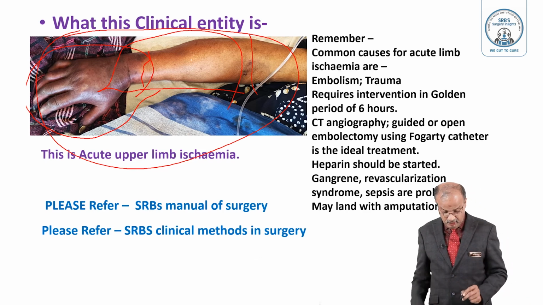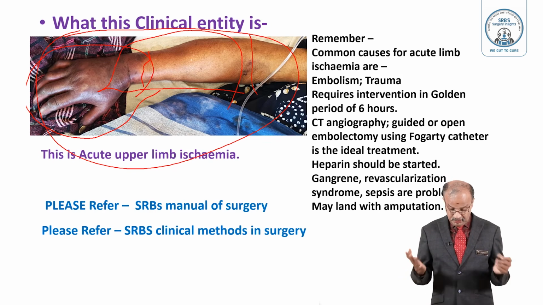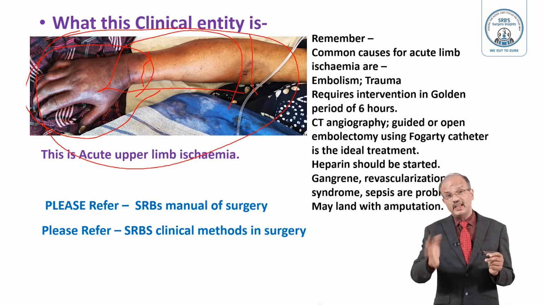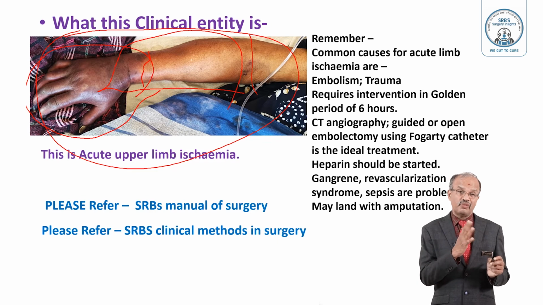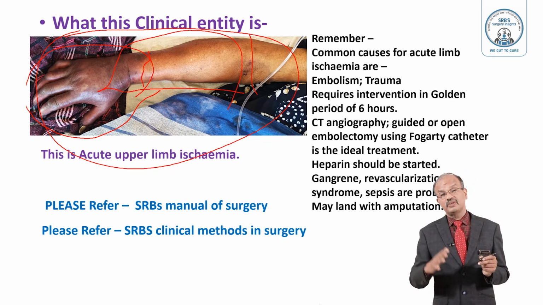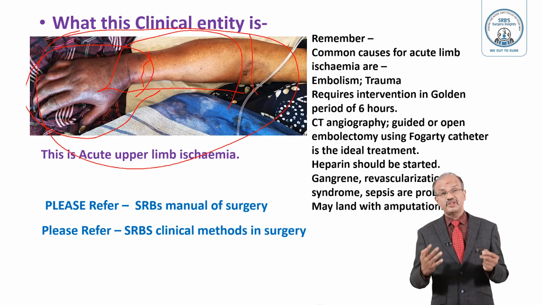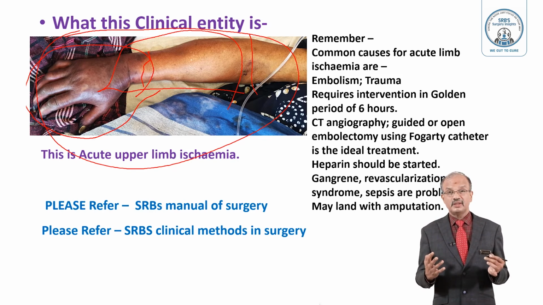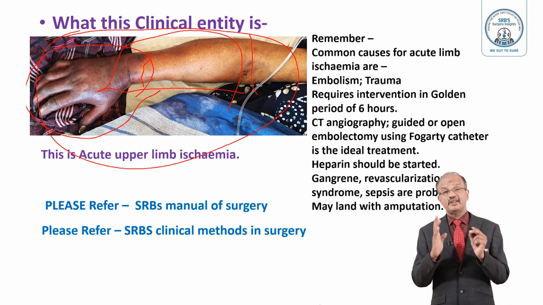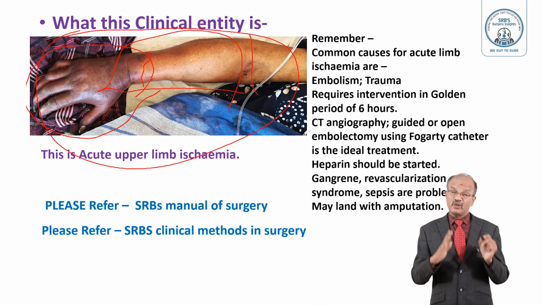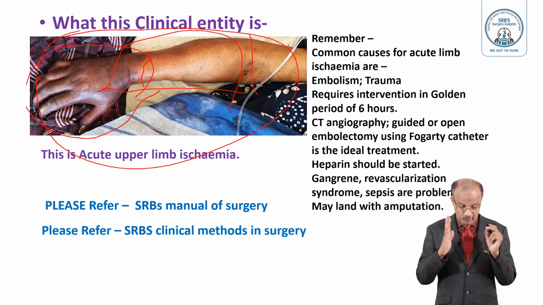So these are the things you have to remember, already told: revascularization syndrome, sepsis, of course. If there is a delay, or if your reperfusion or embolectomy is a failure, either open or interventional, then the limb will go for frank gangrene and you will not be able to save the limb. They will land with an amputation, probably below-elbow amputation. Upper limb amputation is a real problem because functioning is a problem, writing is a problem. So it is better to try to save the limb as much as possible. Early identification and early intervention is the most crucial thing when you manage acute upper limb ischemia.